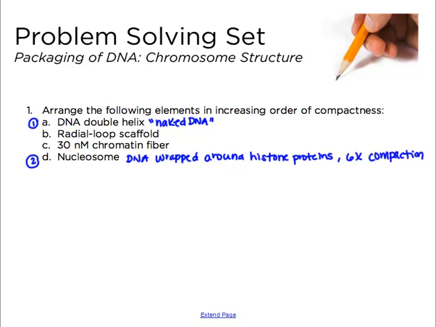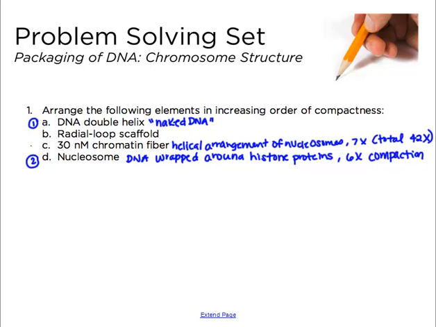Now the third would be the 30 nanometer chromatin fiber. Now again, this is a helical arrangement of the nucleosome, so it's the next step up. So let me write that, helical arrangement. And this is about 7 times more compact than a nucleosome. So you get a total compaction from naked DNA of about 42 times.